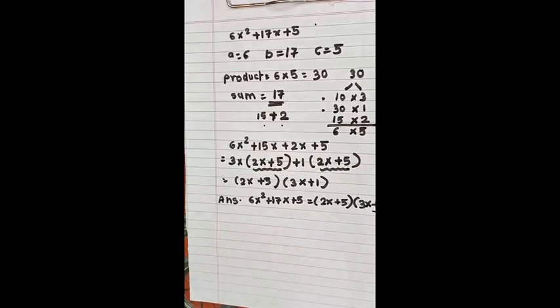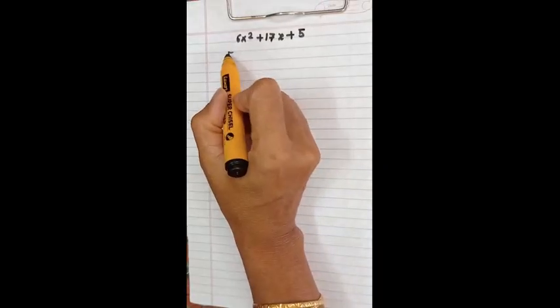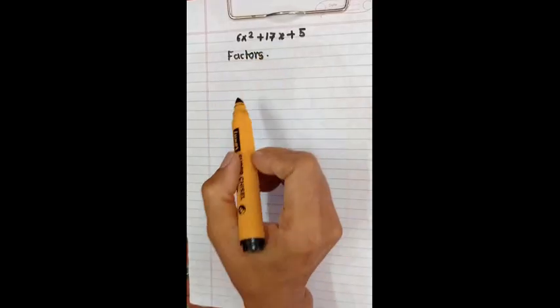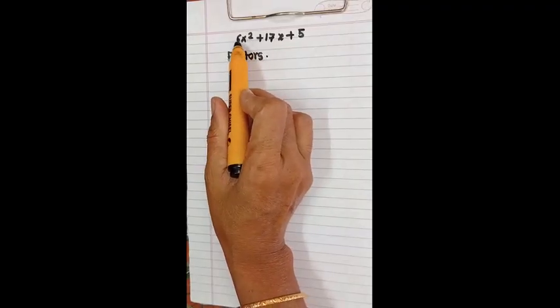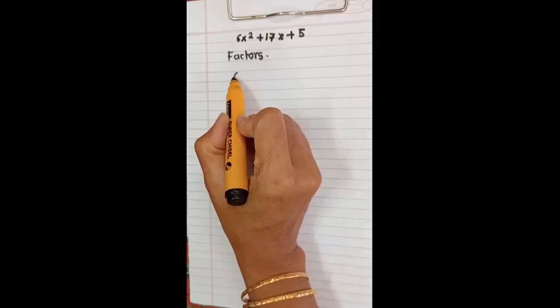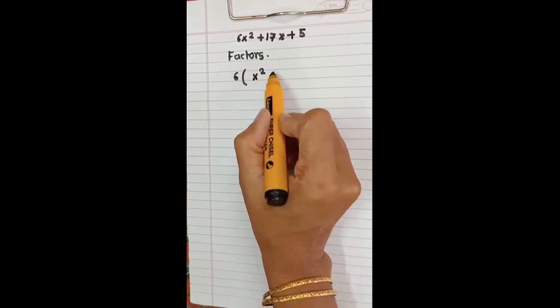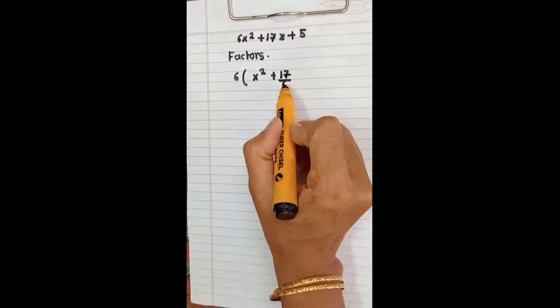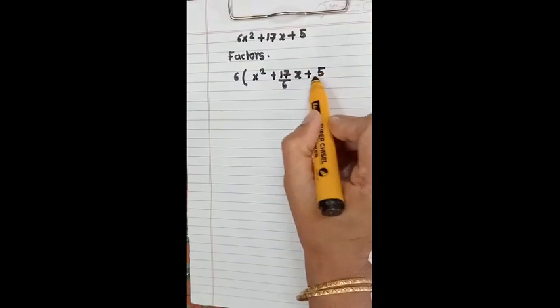Okay, thank you. Try another way by using factors. What will we get? For this you will make the coefficient of x square as 1. So I will take out 6 outside, and x square plus, now 6 will be divided by 17, so 17 upon 6 x plus 5 upon 6.